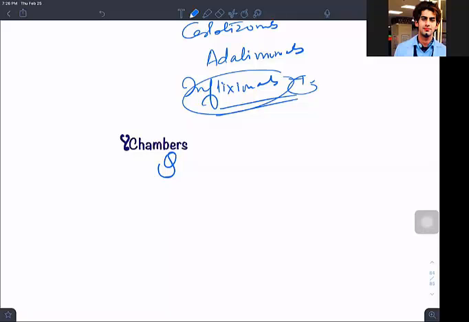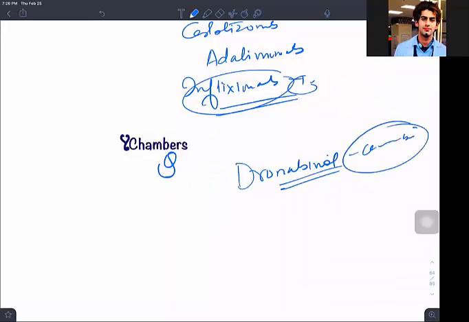So what is dronabinol? Dronabinol is a cannabinoid. What is it used for? It has an anti-emetic property. And it has an effect that it stimulates the appetite. It has sympathomimetic activities also. It can cause paranoid reactions. It has these adverse effects: tachycardia, palpitations. I taught you a long time back.